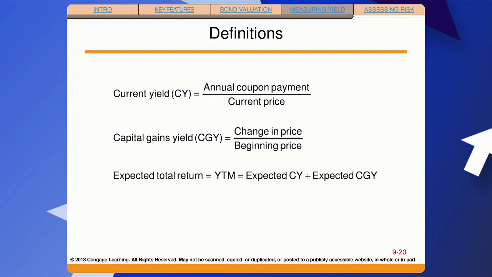So, what are the other formula to compute for this one? So, you have current yield, or CY, is equals to the annual coupon rate divided by current price. By the way, ha, please, please listen, ha, kasi I might give quiz for this one, di ba? And also, you have capital gains yield, change in price divided by beginning price. And after that, if nakuha na natin yung current or expected, you have now your expected return, or YTM, is equals to expected CY, alright, plus your expected CGY.